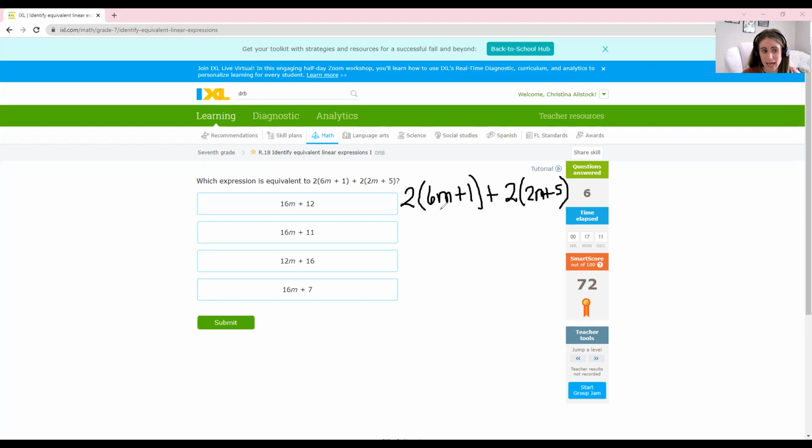Can you actually add anything inside either of the parentheses? Nope. And our first one, the 6m and the 1 are not like terms. And our second one, the 2m and the 5 are not like terms. So we're going to distribute in both cases. We're going to deal with them separately though.